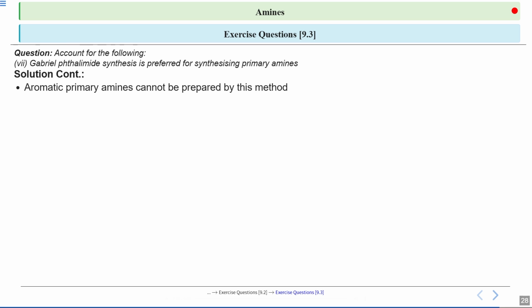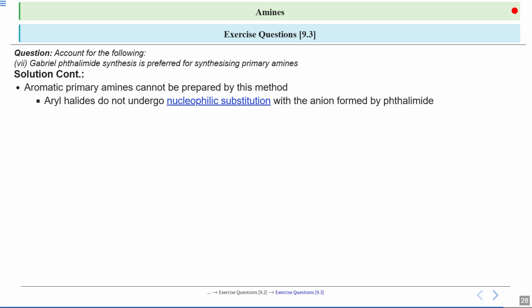Now if we'll see further, so aromatic amines, they cannot be made this way. Okay. So if you'll see, aryl halides don't react with phthalimide ions in nucleophilic substitution, which makes this approach ineffective for such compounds. So aryl halides do not undergo nucleophilic substitution with the anion formed by phthalimide.